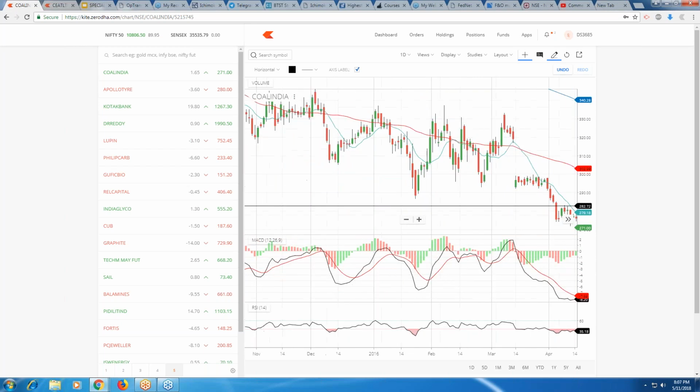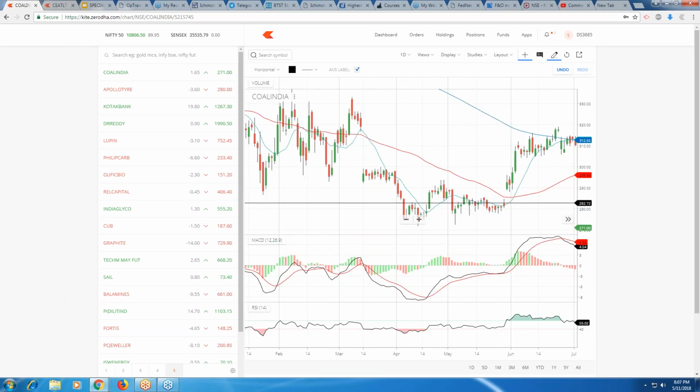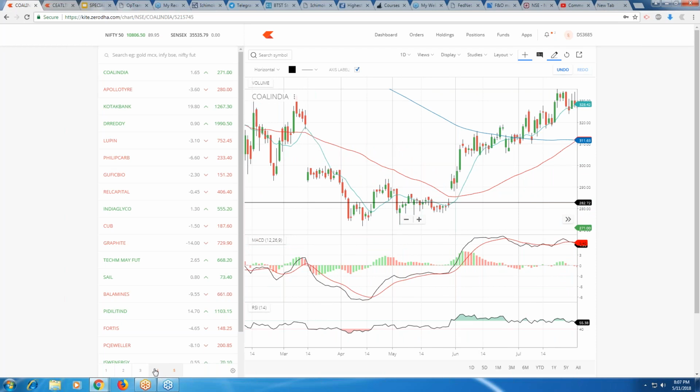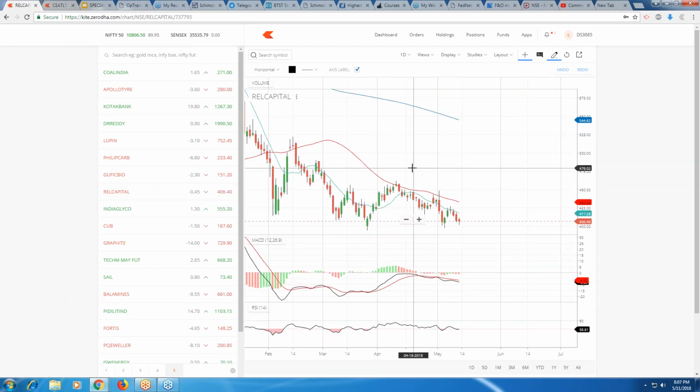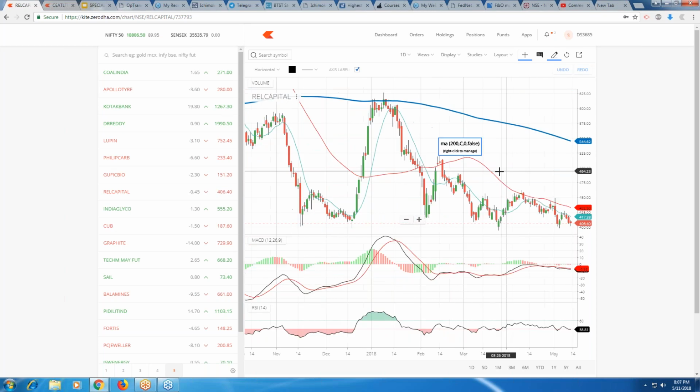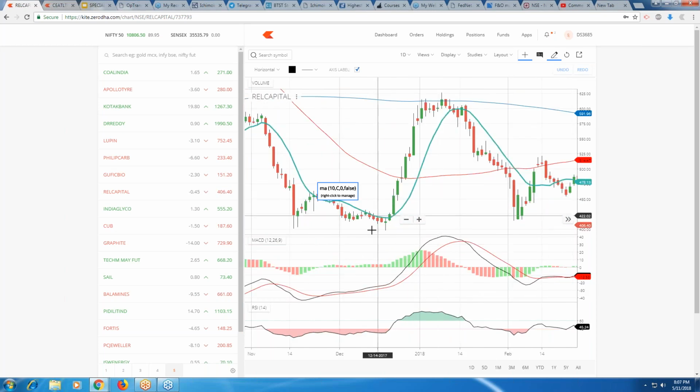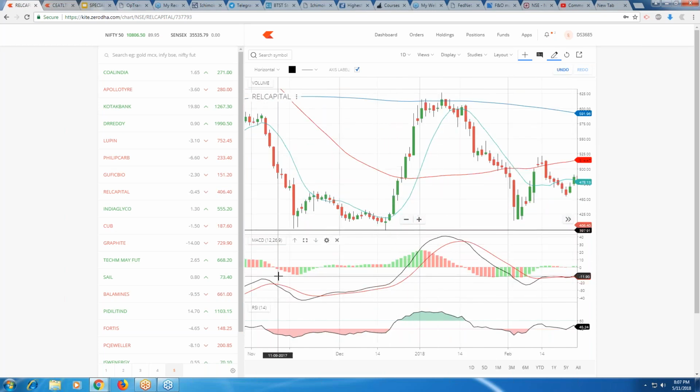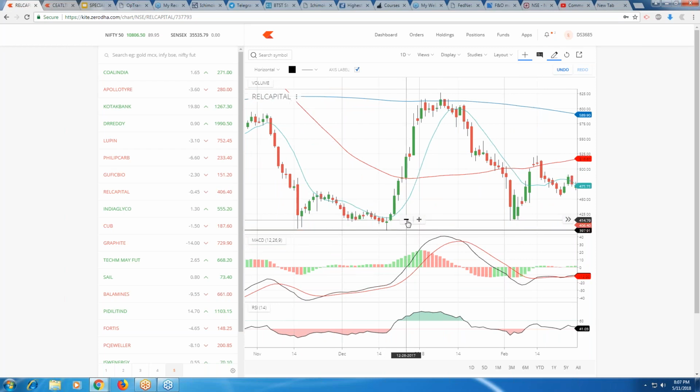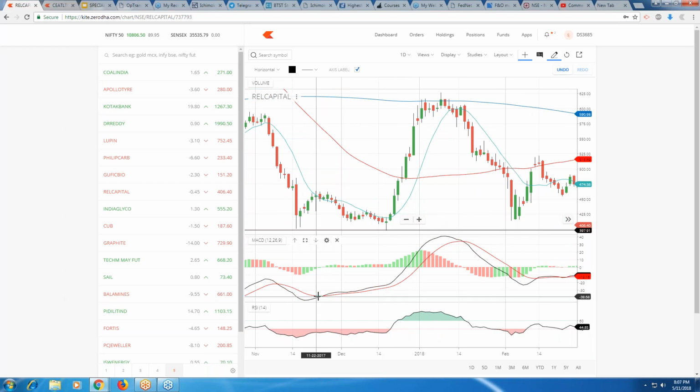Let me take up some other example. Maybe I take you somewhere. Maybe Reliance Capital will show us a good trade. Reliance Capital I have traded many times. So see here, beautiful trade. Look at this trade, right? You see here, double bottom, same price has bounced back twice. MACD is already crossed, right? But RSI did not cross.